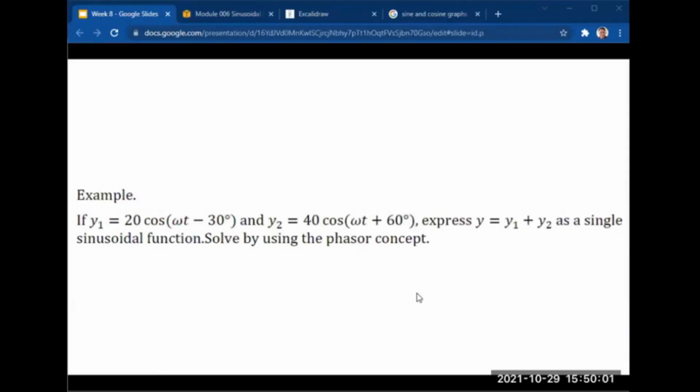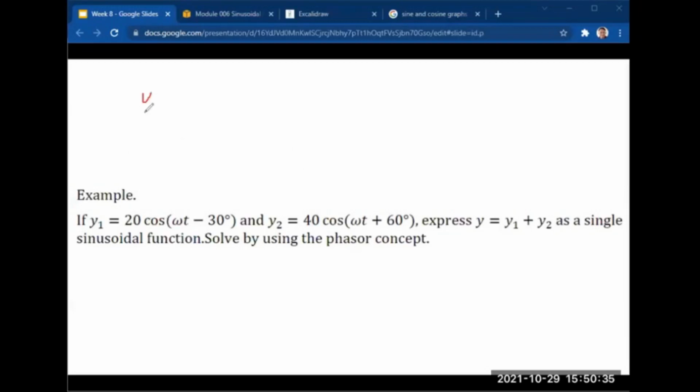Given y1 is equal to 20 cosine(omega t minus 30 degrees) and y2 equals 40 cosine(omega t plus 60 degrees), express y equals y1 plus y2 as a single sinusoidal function. So we are being asked to add two sinusoidal functions. Remember, when we solve using our phasor solution, we don't care about the value of omega.